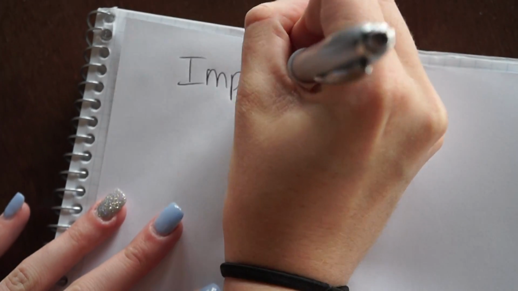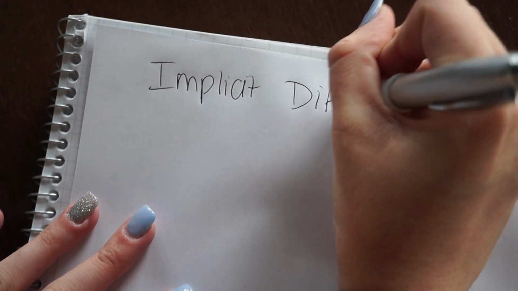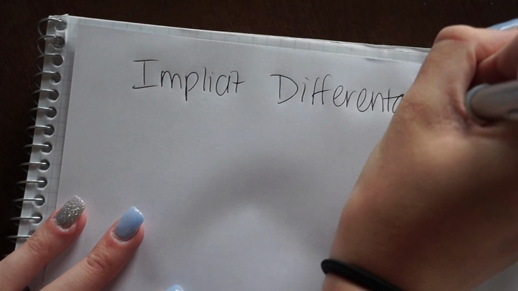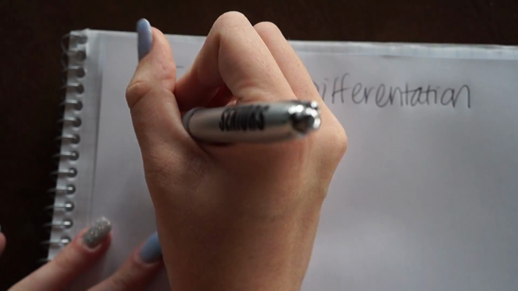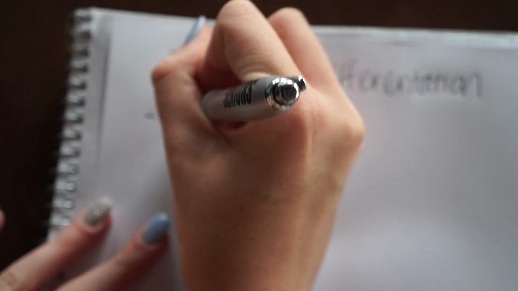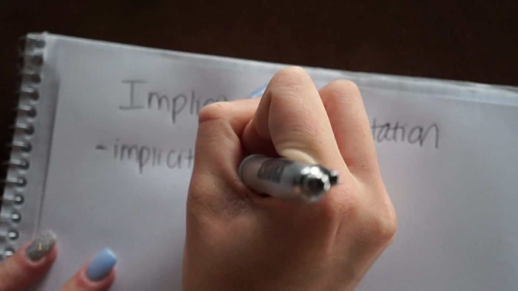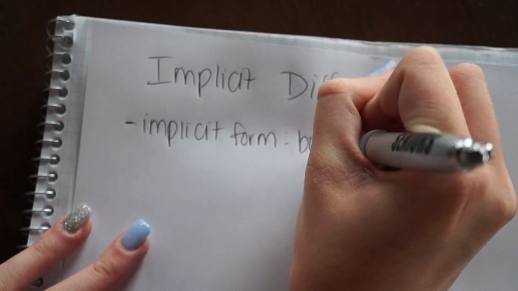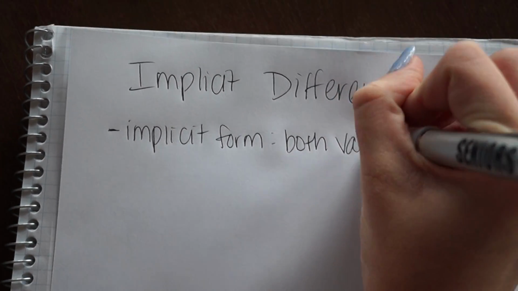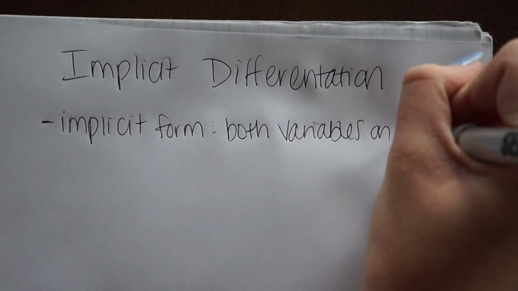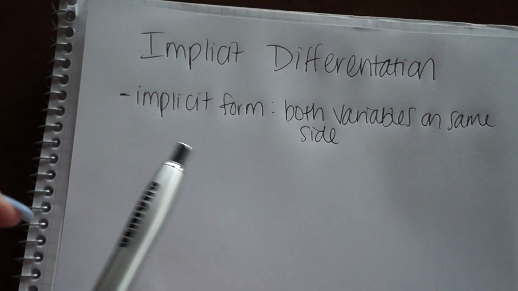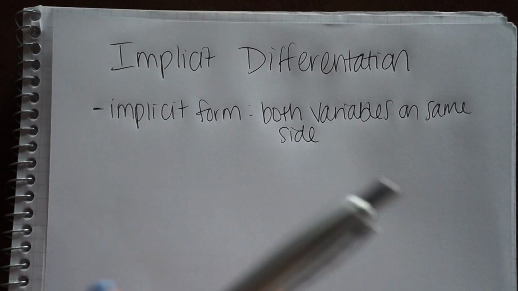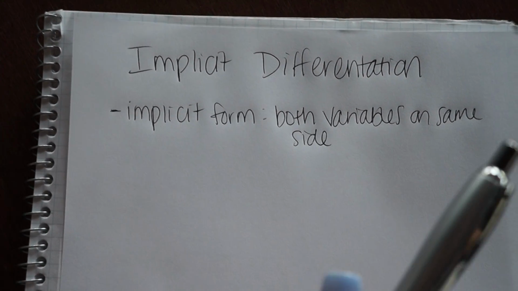In this video, we're going to learn how to do implicit differentiation. Basically, that is taking the derivative of an equation with more than one variable in it. In order to do this, we have to have the equation in implicit form, which basically just means that both variables are on the same side of the equal sign. And then once both your variables are on the same side of the equal sign, all you have to do is just take the derivative like you would with the normal derivative rules.